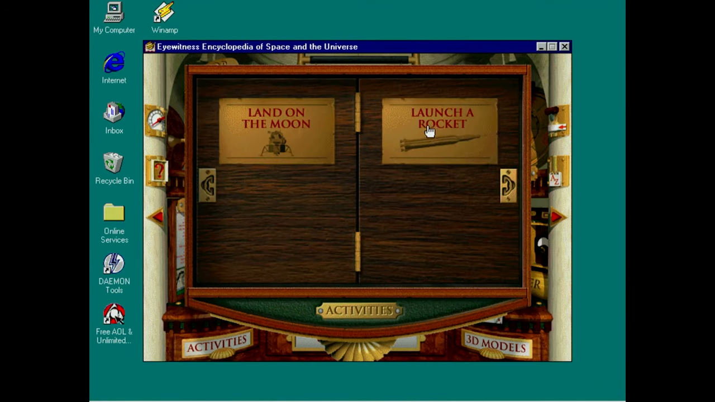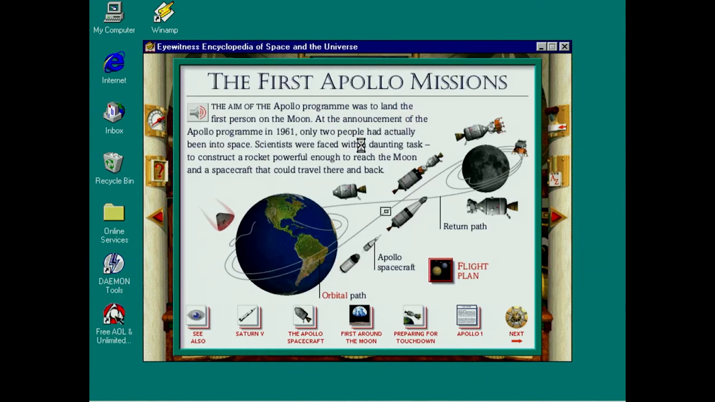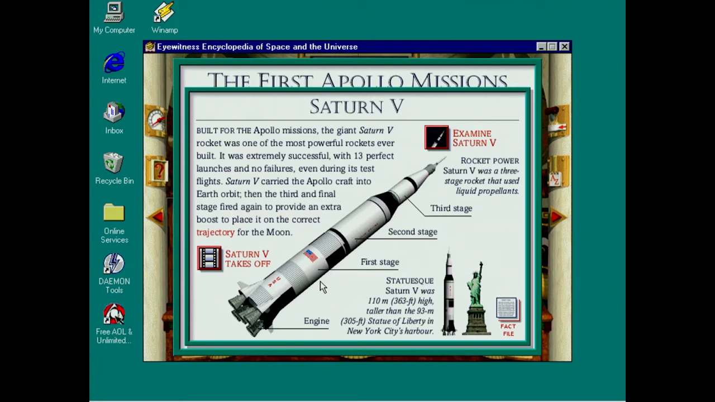Let's try something else. Launch a rocket. Drag rocket stages onto the launch pad to build Skylab, Saturn V, Saturn 1B. Oh, we have a video here.